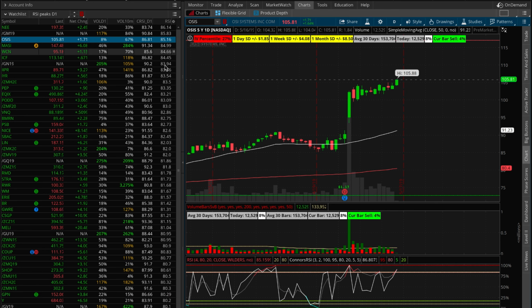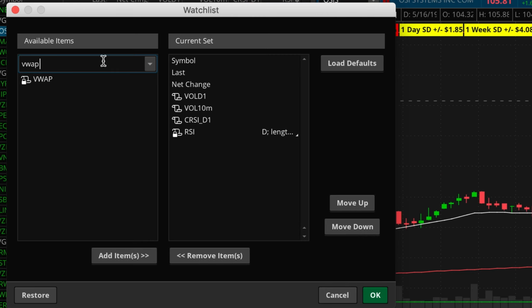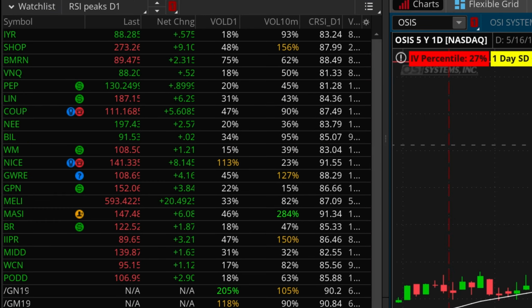But now having these indicators here, and again, you can use whichever indicator you like. I know a popular one is the VWAP. I'm not familiar with it, I don't use it, but here we go. You can add the VWAP to your columns here. Let me get rid of this one. And then you can just go ahead and set your settings the way you want them. Here we go. Now you have the VWAP right on your watch list.